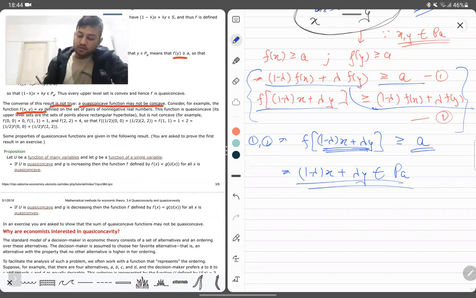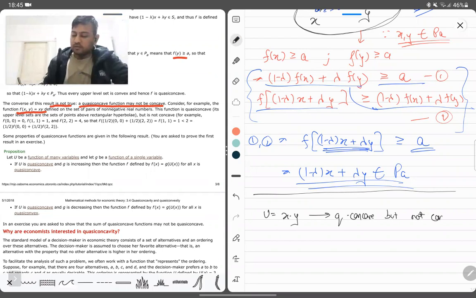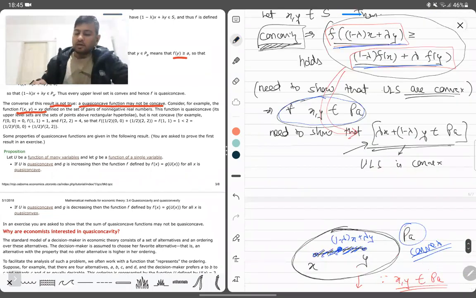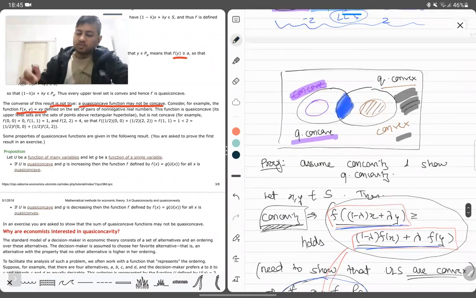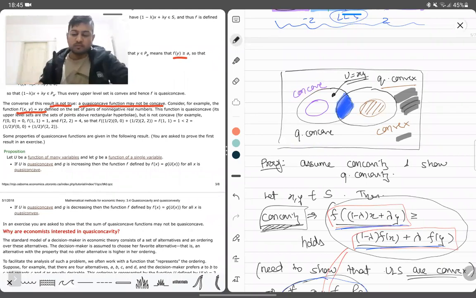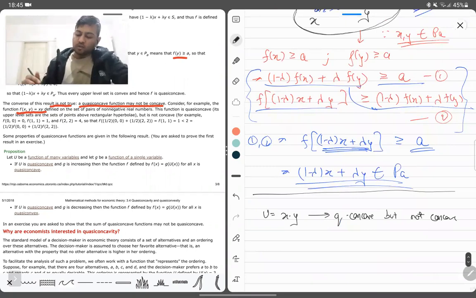Utility equals xy. Utility equals x into y. This is quasi-concave but not concave. So utility equals xy lies somewhere here. This is my function, utility equals xy, Cobb-Douglas. It is quasi-concave but not concave. So how do I show this?